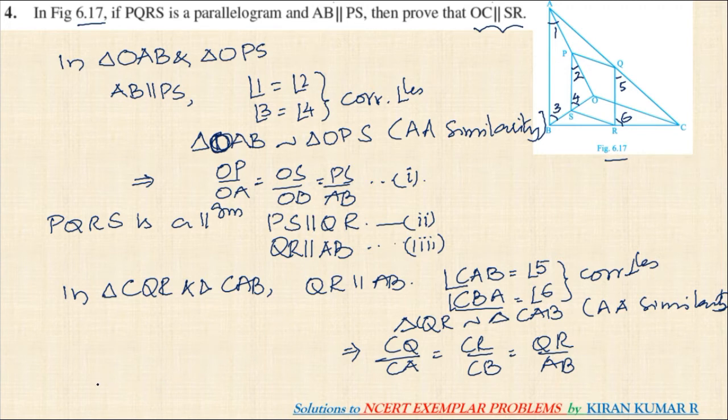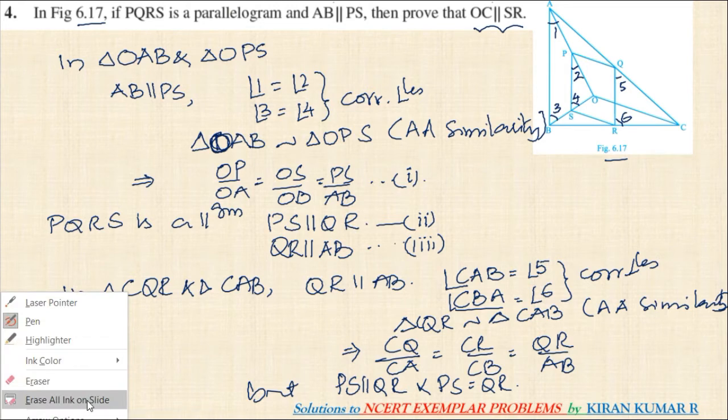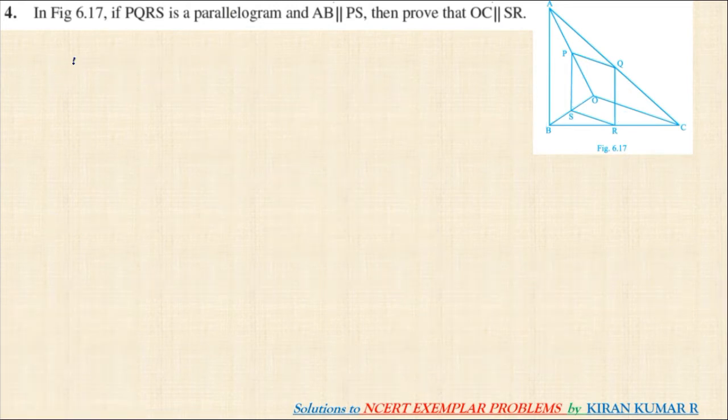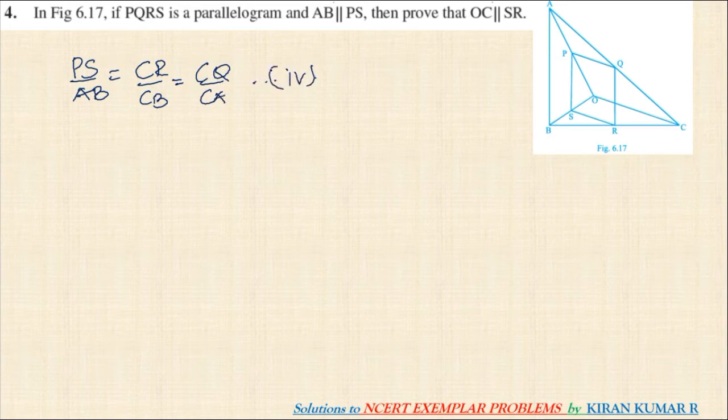Since PQRS is a parallelogram, in this parallelogram, PS will be parallel to QR and PS will be equal to QR. So instead of QR, I can substitute PS. So this will be changed into PS upon AB equal to CR upon CB. This will be equal to CQ upon CA. Let me name this as equation 4.